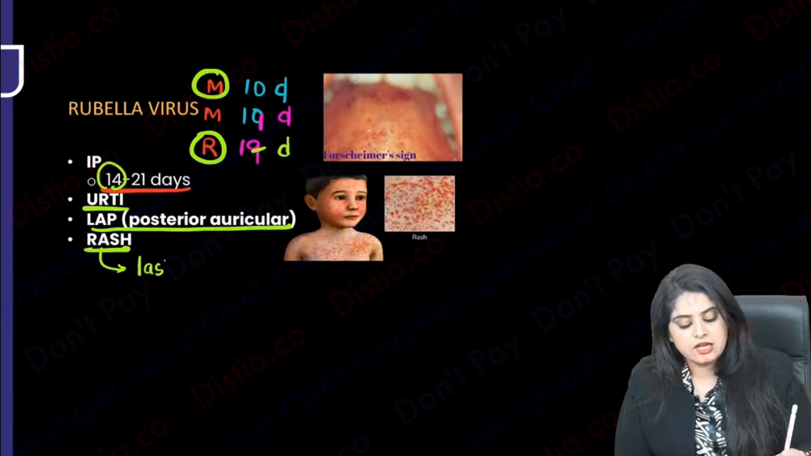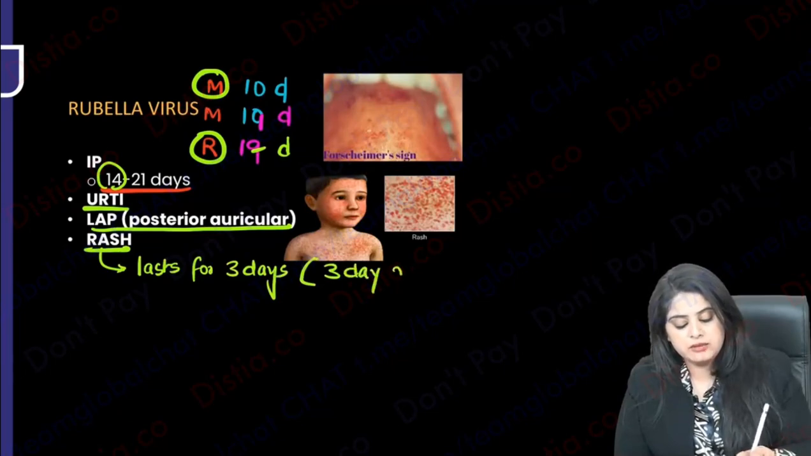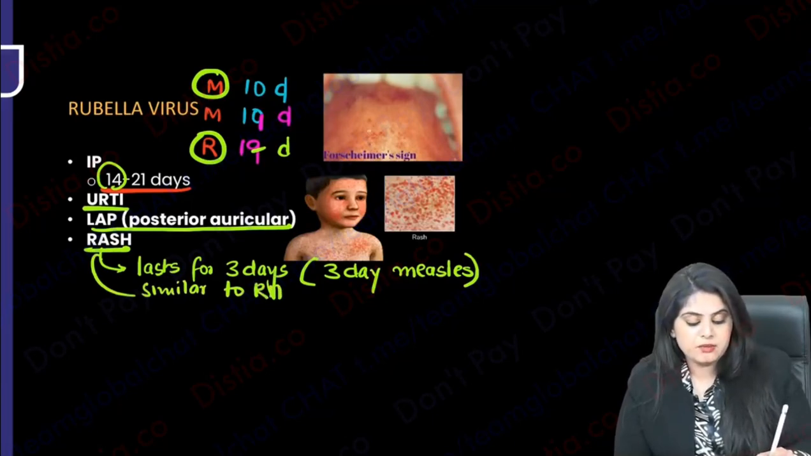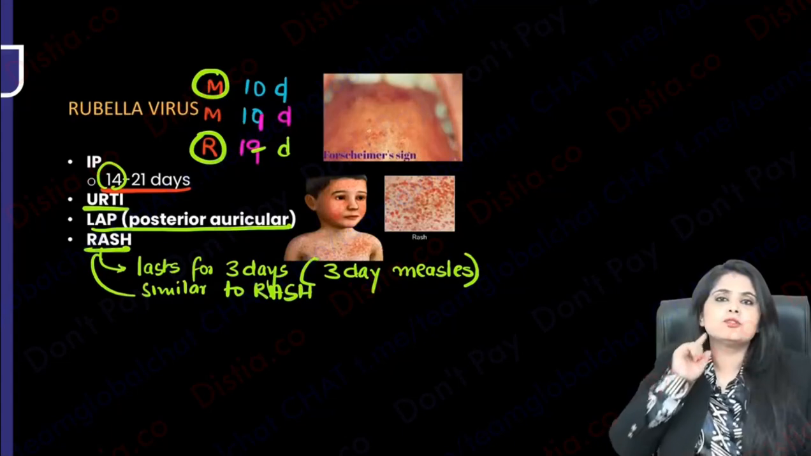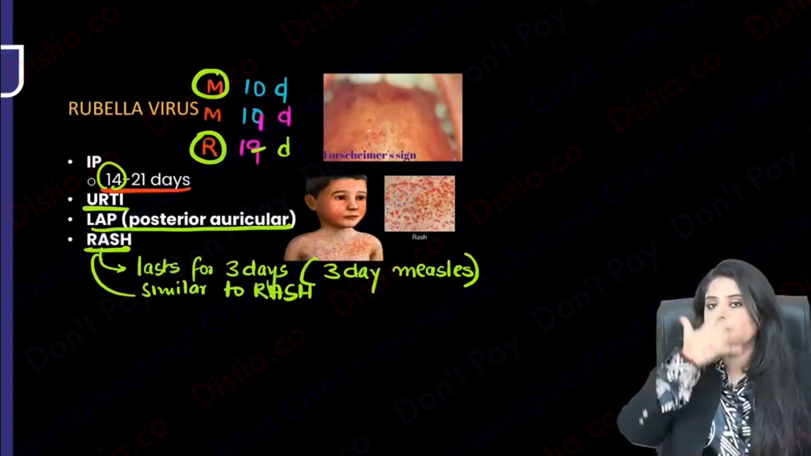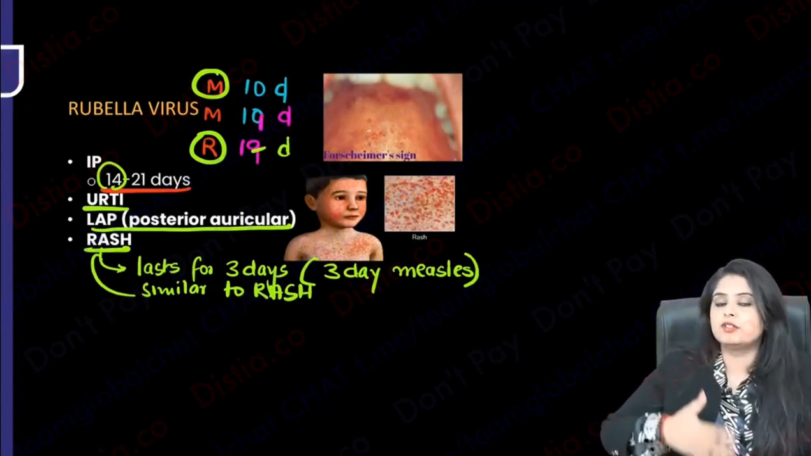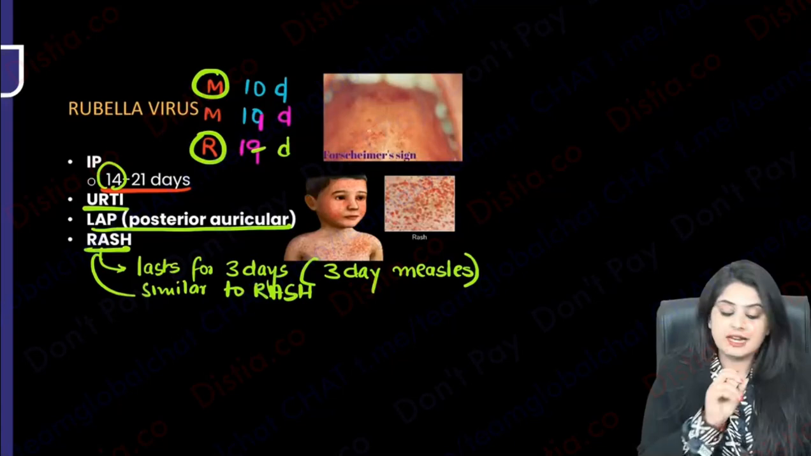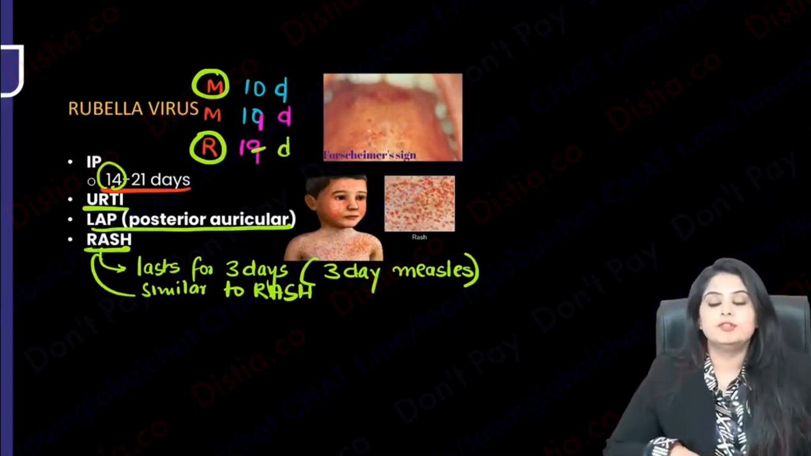Firstly, the rash lasts for 3 days. Now you understand why it is called a 3-day measles. The rash lasts for 3 days, and the rash is very, very similar to the rash of measles. Exactly, guys. Do you remember how the rash of measles came? It used to start behind the ear, then it was on the face, then it was on the trunk. So it is exactly like the measles rash, and it is going to last for 3 days. That is why they called it German measles or 3-day measles.